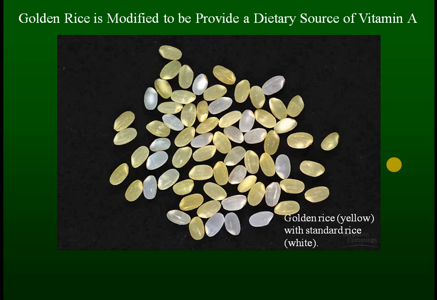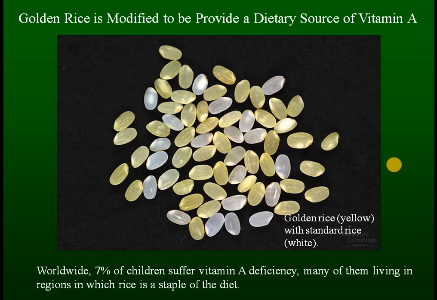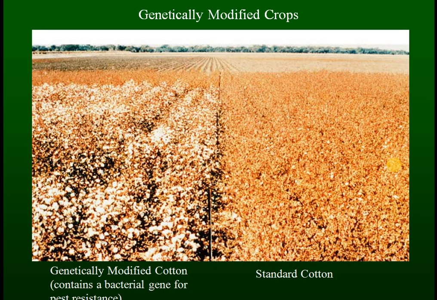So that's why we use recombinant DNA technology for production of vitamin A enriched rice that will result in the golden rice. Okay, remember this. So this is the genetically modified cotton, Bt cotton.